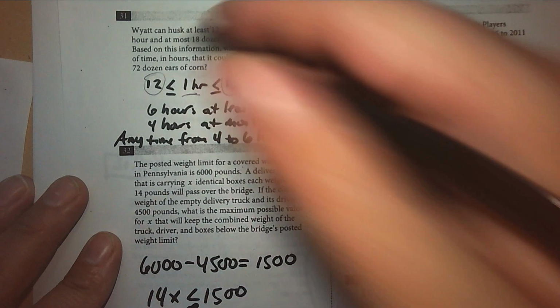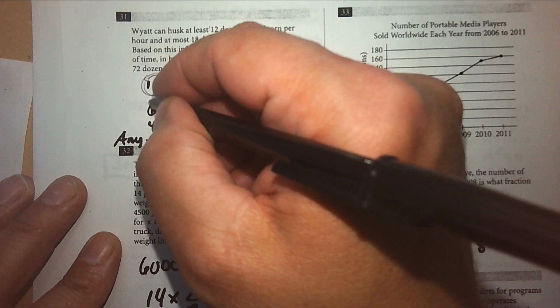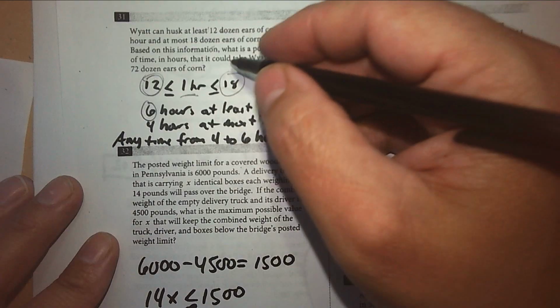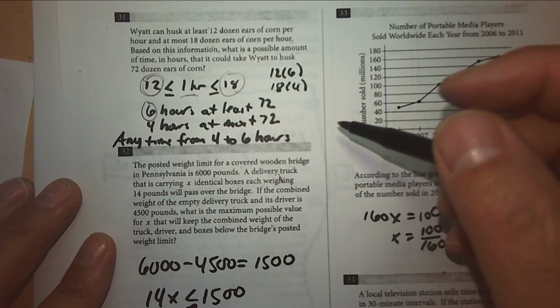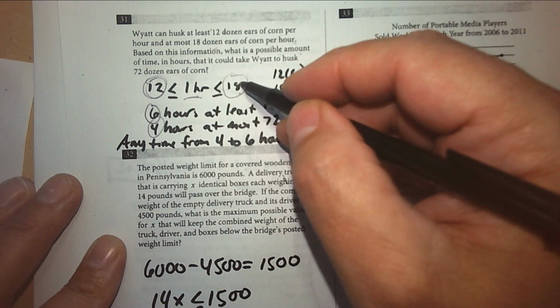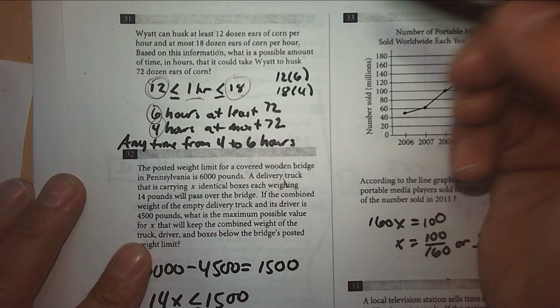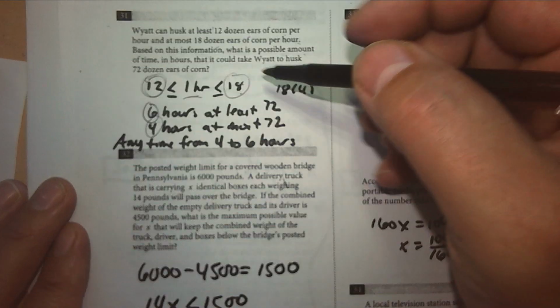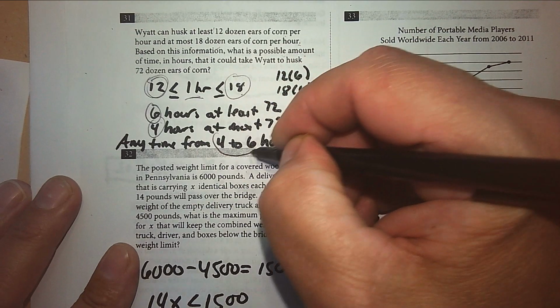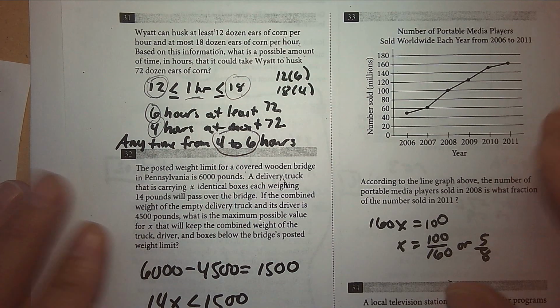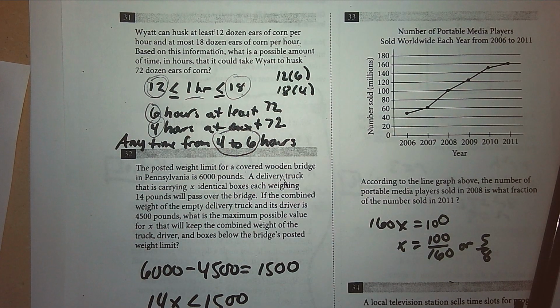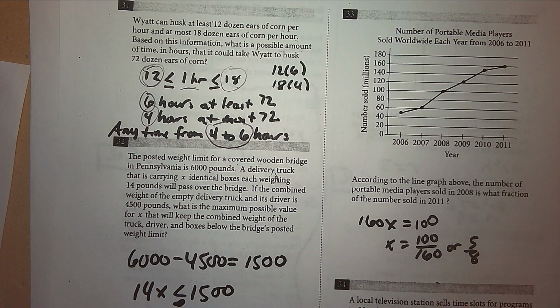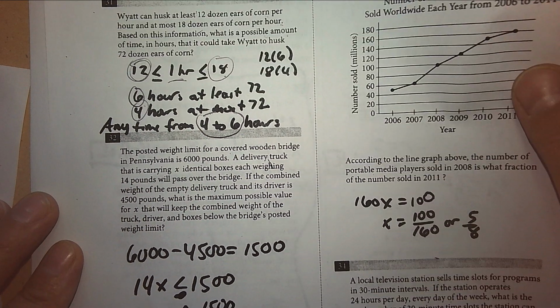The low end, how many hours would it take? 6. If he was really fast, how many hours would it take? 4, because 18 times 4 is 72, and 12 times 6 is 72. So you have to pick any time from 4 to 6 hours. So if you picked 4, remember that one? I said 4, 5, 6, 4.5, 5.8, all those are good answers.